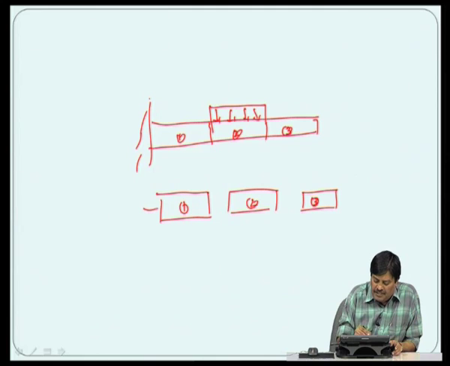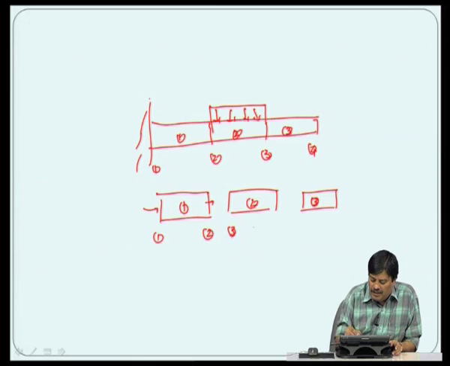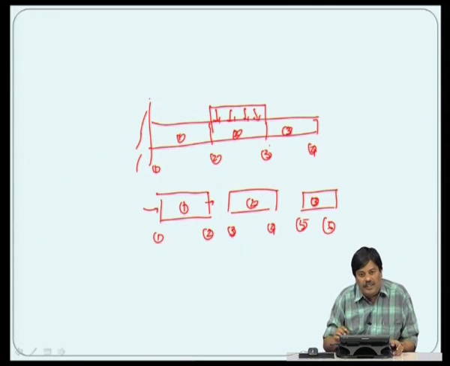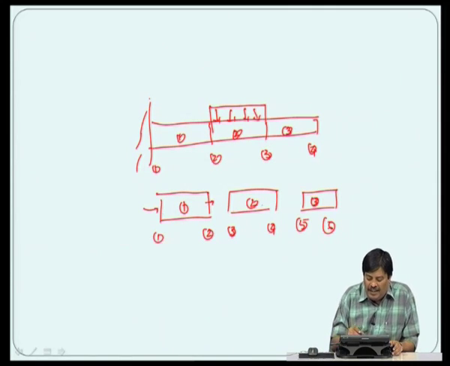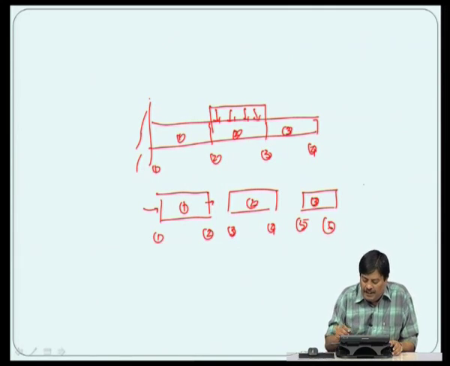So, each will have say 2 degrees of freedom. So, this will have nodes 1, 2, 3, 4. So, you will have 1, 2, 3, 4, 5, 6. So, 5 and 6 have a common node 3 in the global direction. So, now we have 2, 4, 6 degrees of freedom.